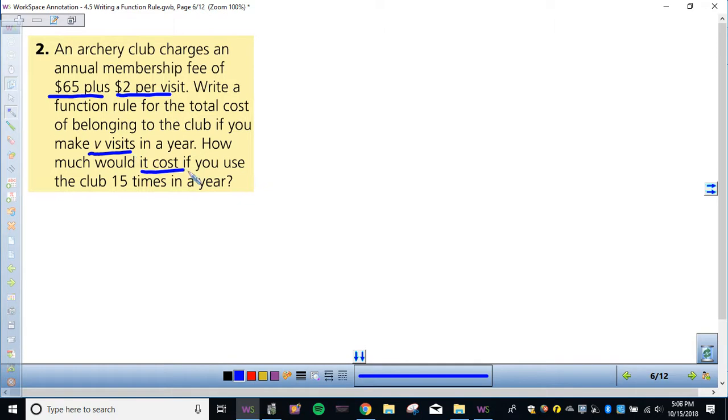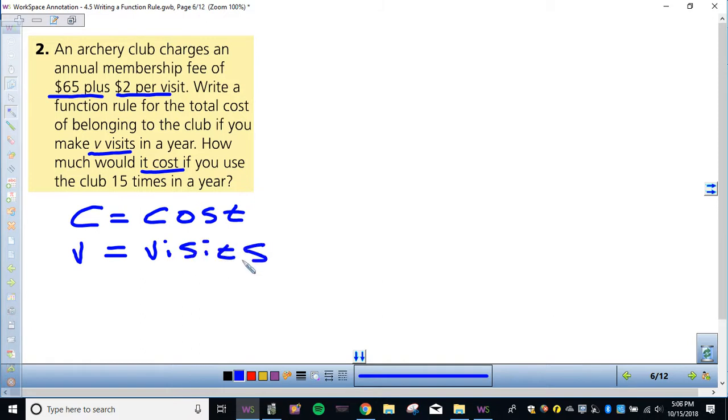So we can also use C for cost. So C equals cost. V equals visits. And now we can write our equation. So we get C equals, again, $2 per visit. So V for visit, so 2V plus the $65 for the annual membership fee.